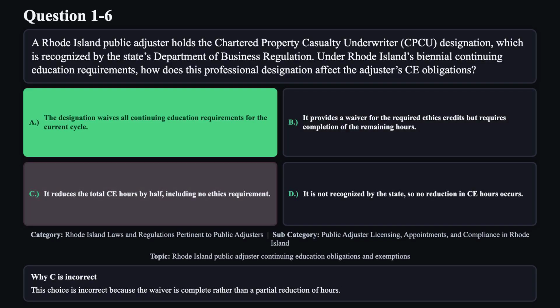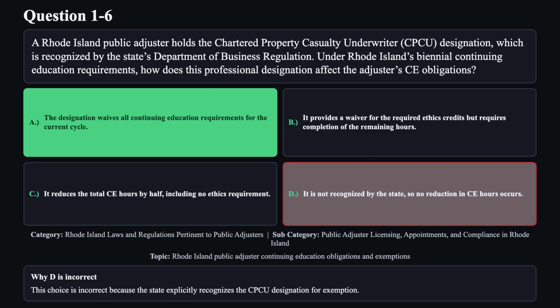Reason C is not correct. This choice is incorrect because the waiver is complete rather than a partial reduction of hours. Reason D is not correct. This choice is incorrect because the state explicitly recognizes the CPCU designation for exemption.